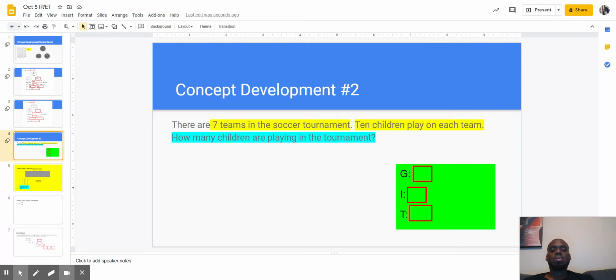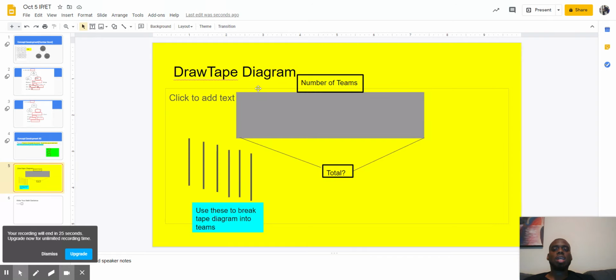There are 7 teams in the soccer tournament. 10 children play on each team. How many children are playing in the tournament? Make sure you read this problem twice, friends. Twice, and you fill out your GIT. And once you fill out your GIT, you're going to continue and draw your tape diagram. You're going to move these lines and break them up into your 7 teams, because it said 7 teams. So you're going to break it up into your 7 teams, and you're looking for the total.